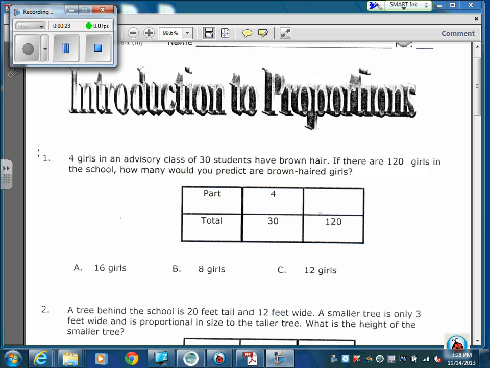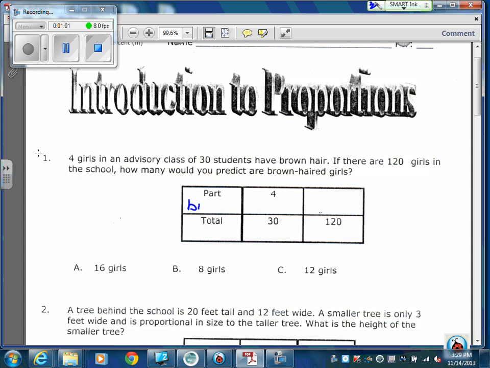And so we build a proportion box. Our labels are part and total. The first ratio is 4 parts to 30 total. The second ratio is we don't know how many parts, but we know there's a total of 120. Our question says that we have 4 girls in a class and 4 girls in an advisory class of 30 have brown hair. So the part is the brown hair.